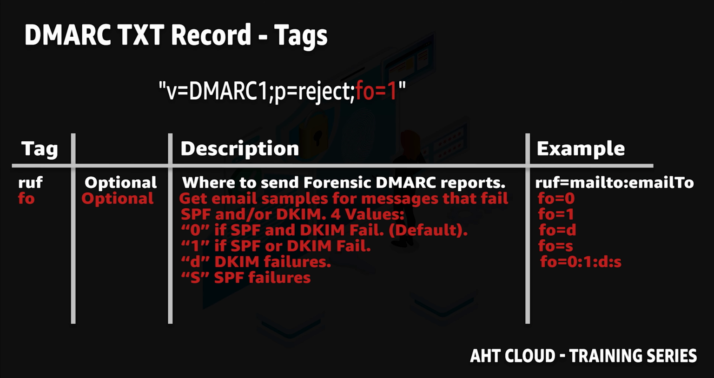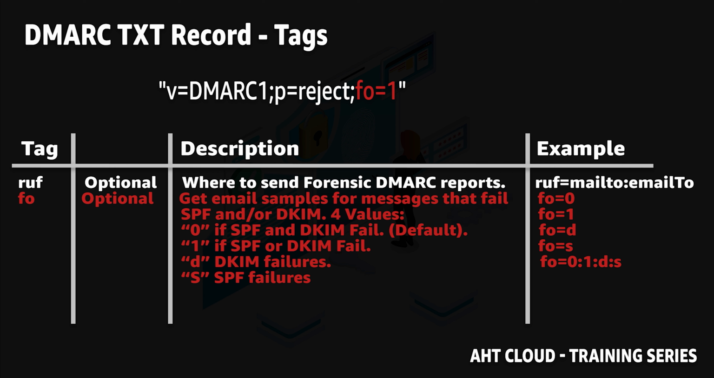The FO tag is also an optional tag. It allows you to tell email service providers that you want email samples if the email failed. You have four options. The zero value generates the report if all authentication mechanisms fail. This means your SPF and DKIM policy fails. You also can set it to 1, which generates reports if any of your authentication mechanisms fail, SPF or DKIM. So the 0 was only if both of them fail, the 1 if either of them fail.